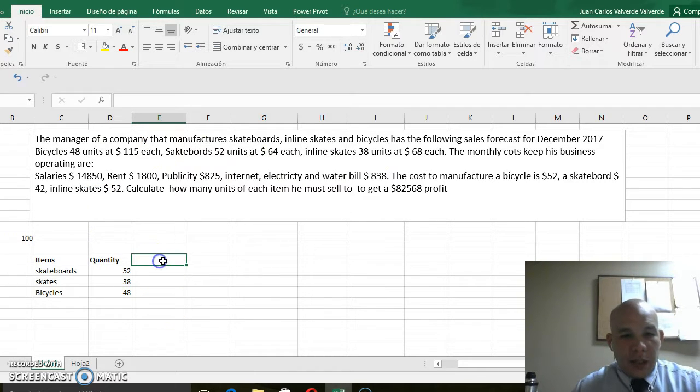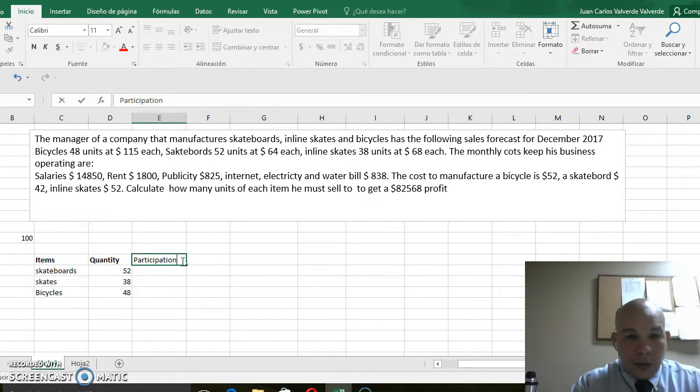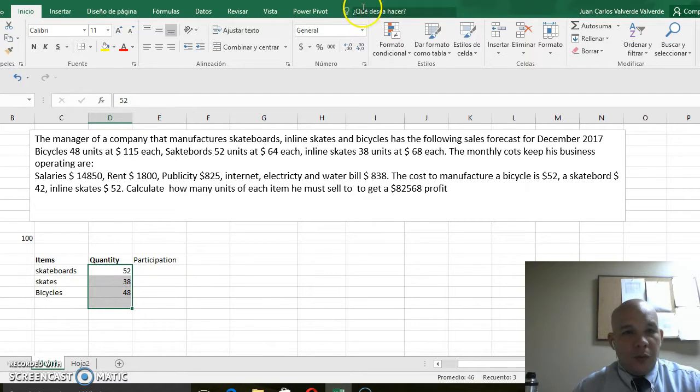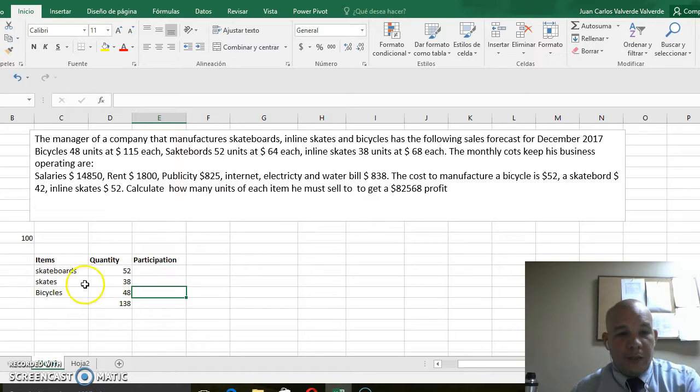Now, what we do here is we write the participation. To get the participation, we'll do a proportion problem. We need to add up to see how many units in total will be sold. If 138 represents 100%, 52 skateboards, what percentage does it represent out of 138?